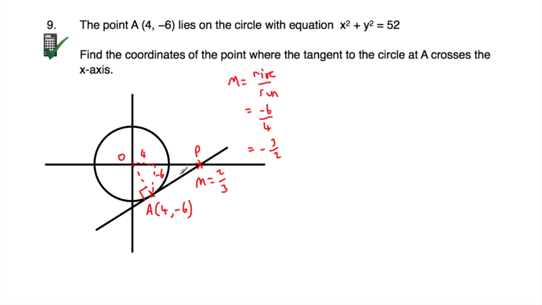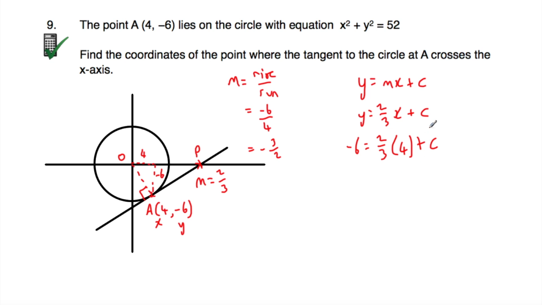Now if we can find the equation of the tangent, we can find where it crosses the x-axis. So y is equal to mx plus c, it's a straight line. So we get that y is equal to m, the gradient of the tangent, which is 2/3, x plus c. Now we want to find the c, and to find the c we want to find a point that the tangent passes through. So that'd be the point (4, -6). So it's got an x coordinate of 4 and a y coordinate of -6. So let's substitute those into the equation of the tangent. So y, that's going to be -6, is equal to 2/3 times x, and x is 4, and then plus c. So now we just need to solve this to find c.